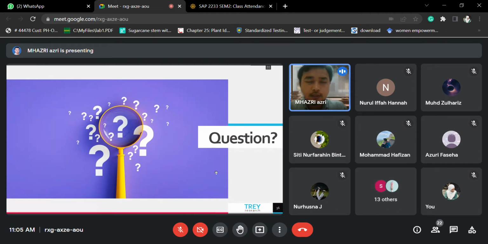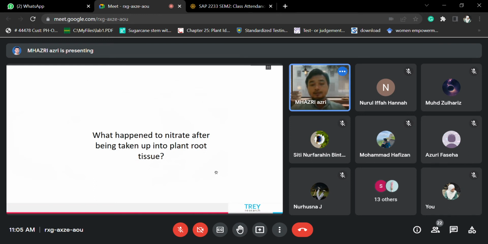What is the intermediate concentration of potassium in soil solutions? 1 millimole. At very low concentrations, AKT1 and high-affinity potassium transporters are involved in potassium ion uptake by plant roots. So what happens to nitrate after being taken up by plant root tissues?